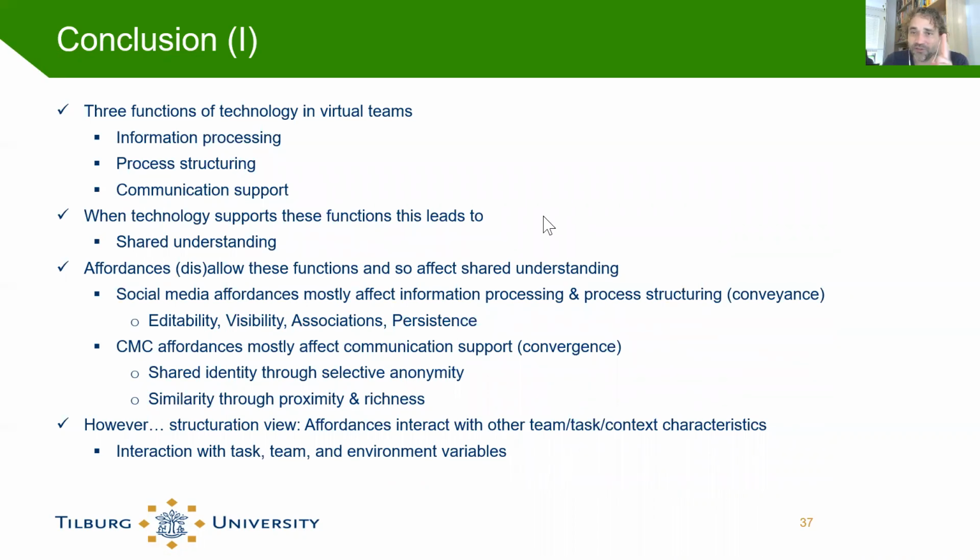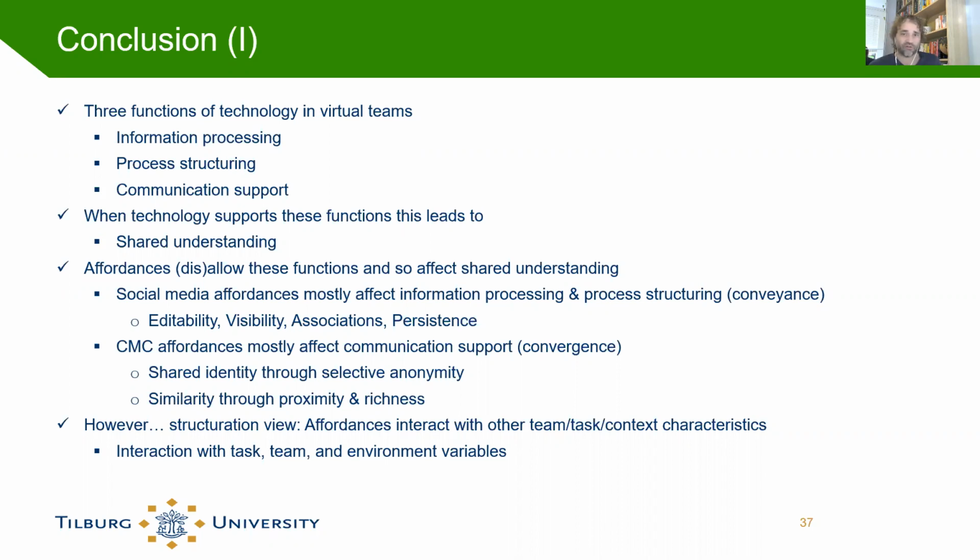So in conclusion, 2 slides with a wrap up. So there are 3 functions of technology in virtual teams. So information processing, process structuring, communication support. The first 2 are called conveyance, the last one convergence. But if you have all three of them, this leads to a shared understanding. So a common idea that you in a group have to do a kind of a task, and that you all know each other and are willing to do the task. So that is shared understanding.